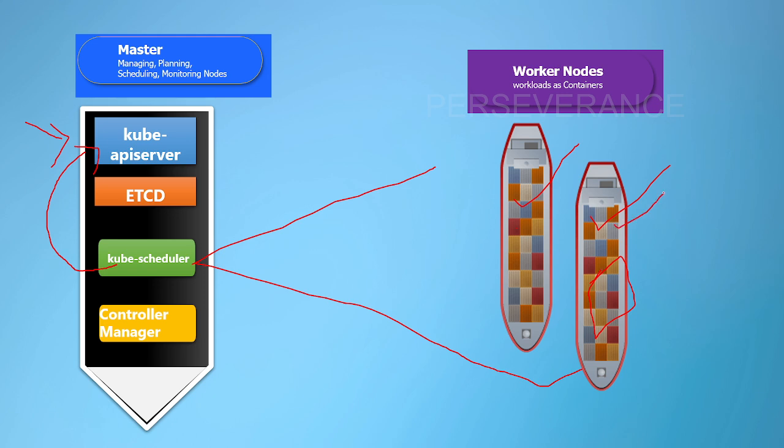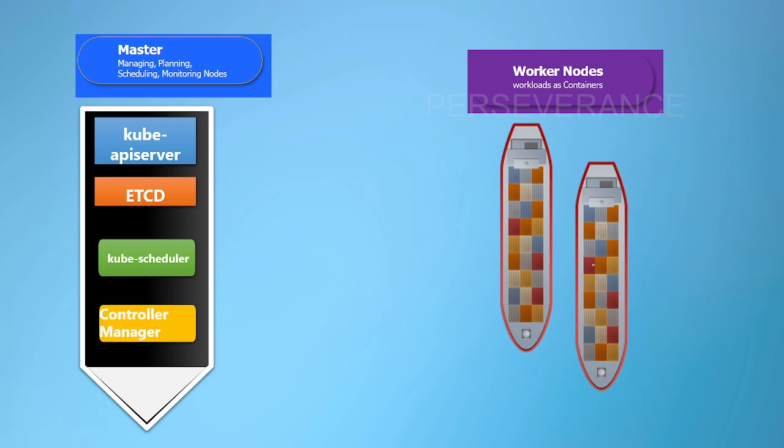Why? Because it has some strategies to follow. I'll go through kube scheduler, controller manager, etcd in a separate slide, but just for now, kube scheduler has a strategy where it takes a decision and proposes to the kube API server to schedule the container on the required node, which is worker node 2. Then the kube API server will direct the required workload to this worker node 2. That is the job of the scheduler.